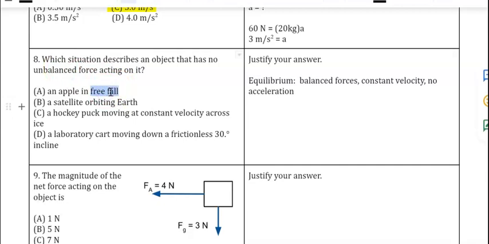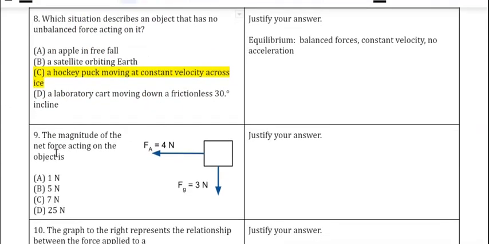An apple in free fall, that's accelerating. A satellite orbiting the Earth, that's something that's turning, which is a form of acceleration. We're really looking for these keywords, constant velocity. That's going to be our answer, a hockey puck moving at constant velocity across the ice. The last one, choice D, a laboratory cart moving down a frictionless 30-degree incline is going to be speeding up as it slides down that incline.